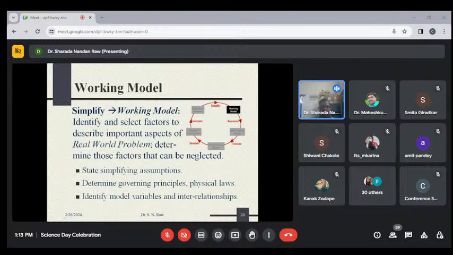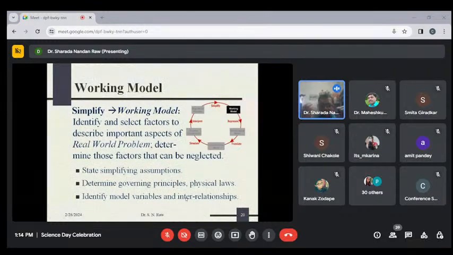Identify and select the factors, describe the important aspects of your problem, determine those factors that can be neglected. उस फैक्टर को भी आप डिटरमाइन करें जो कि हम नेग्लेक्ट कर सकते हैं, उसकी जरूरत नहीं है. सो स्टेट सिंप्लीफाइंग एजम्पशन को सिंप्लीफाई करें, डिटरमाइन द गवर्निंग प्रिंसिपल दैट इज फिजिकल लॉ. तो यू थिंक अबाउट द फिजिकल लॉ. ओके, आइडेंटिफाई द मॉडल वेरिएबल एंड इंटर रिलेशनशिप.